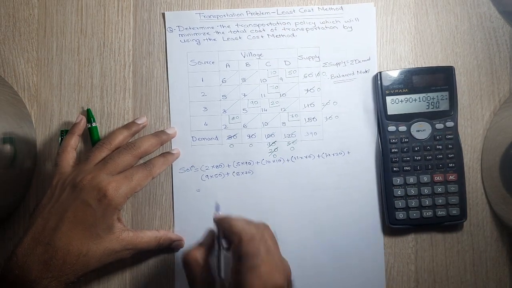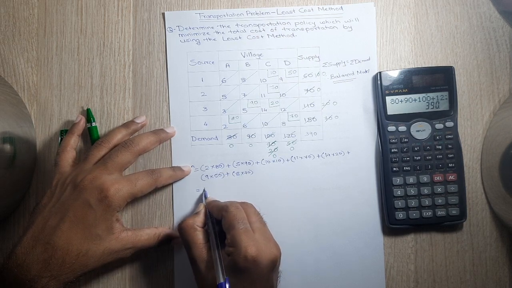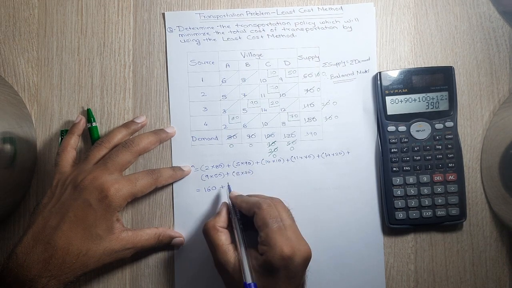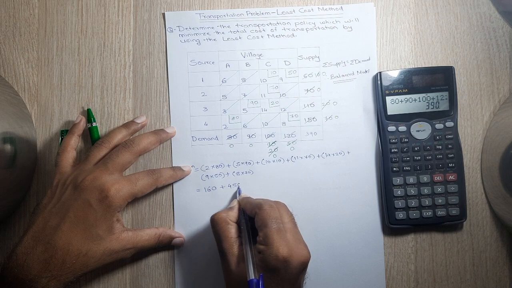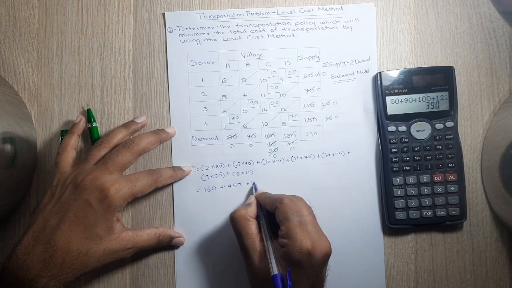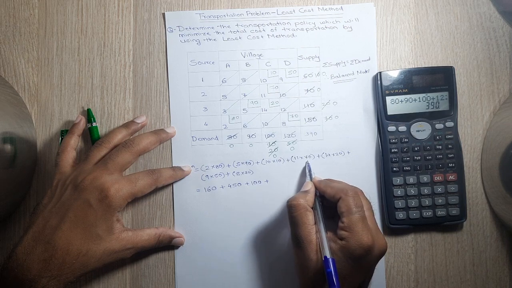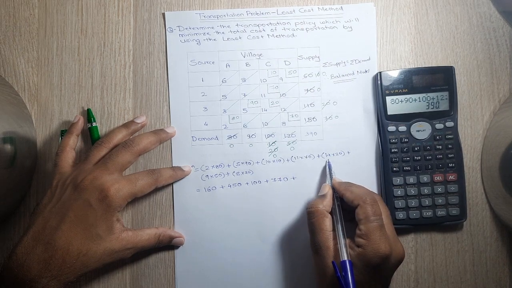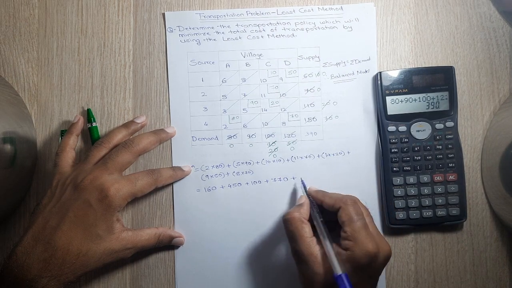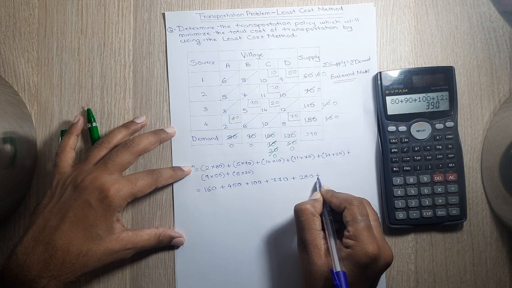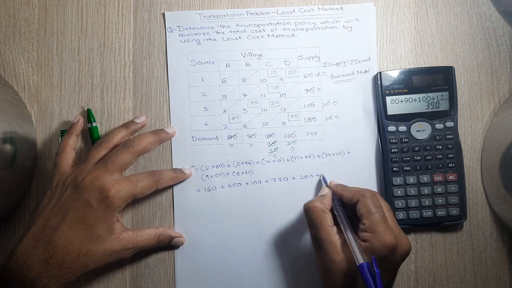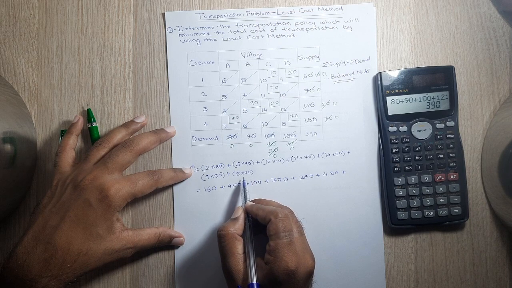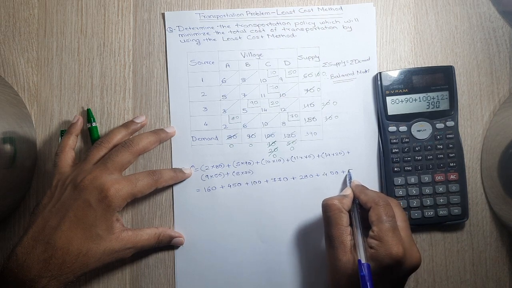Now let's do the calculations. 2 into 80 is 160. 5 into 90, 9 5s are 45, so 450. 10 into 10 is 100. 11 sevens are 77, so here the answer will be 770, plus 14 twos are 28, so here it will be 280, plus 9 into 50, again 450. 8 into 70, 8 sevens are 56, so here it will be 560.